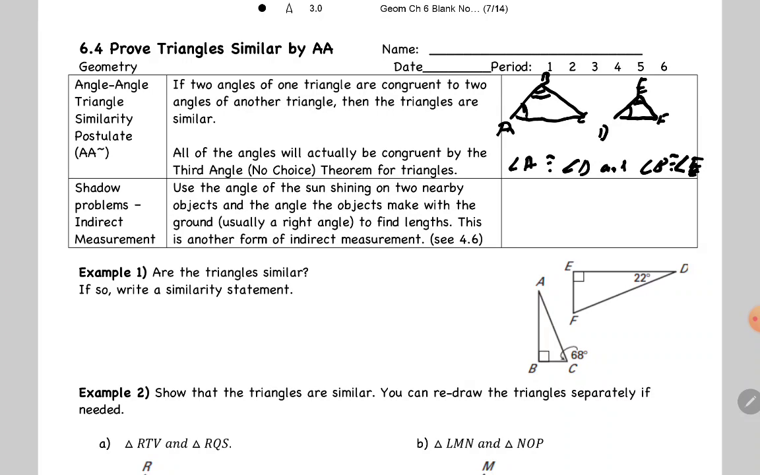Now the reason why we don't have to show the third angle is congruent is because a while back we showed if two angles of one triangle are congruent, then the third one has to be congruent. Right here, all of the angles will actually be congruent by the third angle theorem.